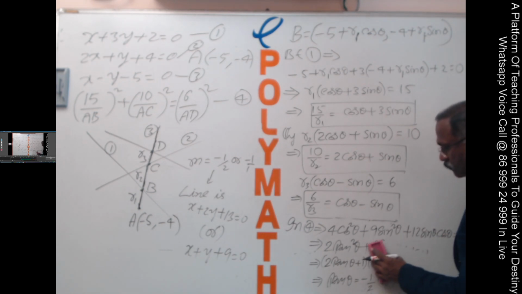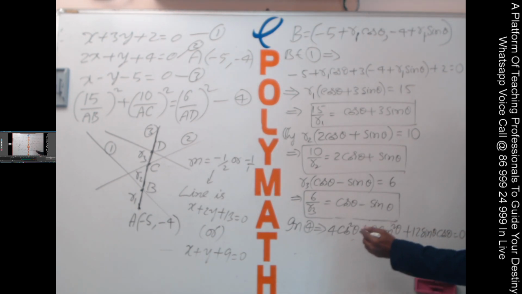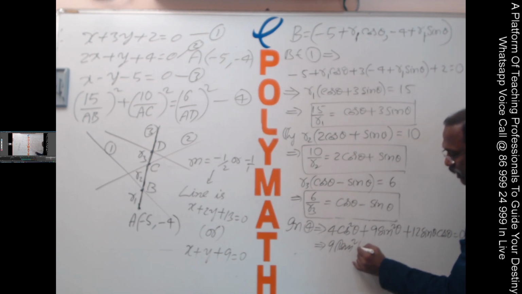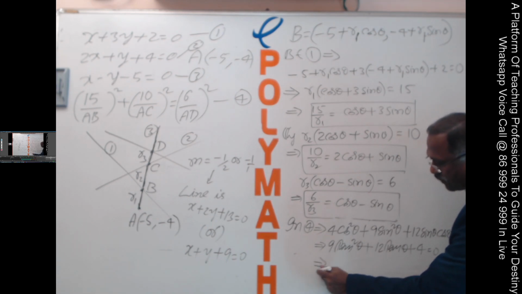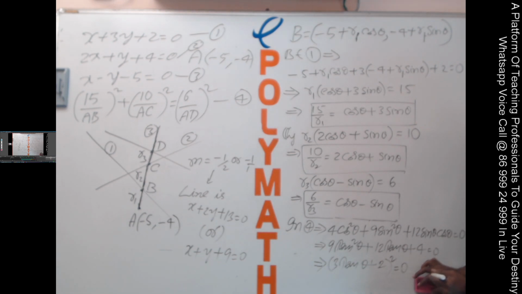Now nothing can be divided here. Now in this case what happens? It becomes, let us divide now with cos square theta, then it is 9 tan square theta plus 12 tan theta plus 4 equal to 0. You can see that this is a perfect square. 3 tan theta plus 2 whole square is equal to 0. Implies your tan theta is minus 2 by 3.